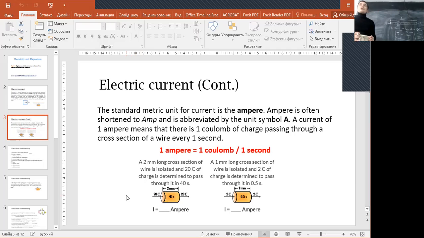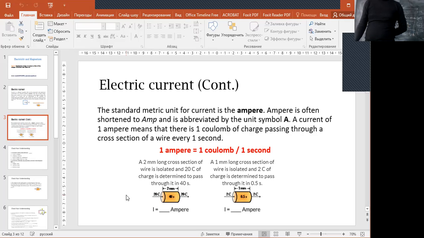A 2 millimeter long cross section of wire is isolated and 20 coulombs of charge are determined to pass through it in 40 seconds. You should find the current. 0.5. Yes, current is equal to charge divided by time. Here, it does not depend on the area. So I is equal to 20 coulombs divided by 40 seconds. It means 0.5 amps. What about the next one?